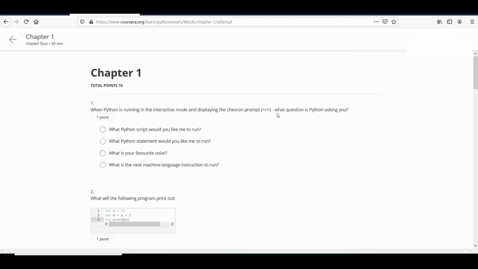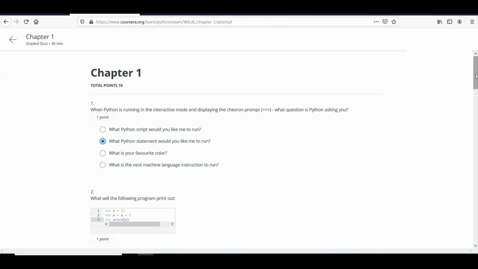So the first question. When Python is running in the interactive mode and displaying the chevron prompt, what question is Python asking you? What Python script would you like me to run? What Python statement would you like me to run? What is your favorite color? And what is the next machine language instruction to run? Well, it's obviously what Python statement would you like me to run? You should keep an eye out for the options though, because they keep shuffling. This option was second for me, but it could be the fourth option for you.